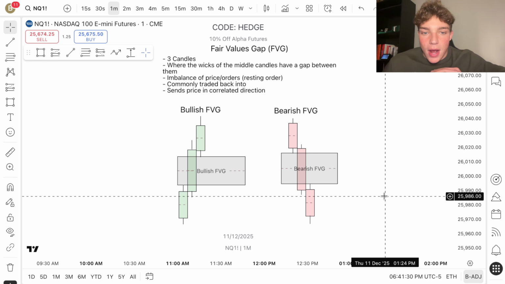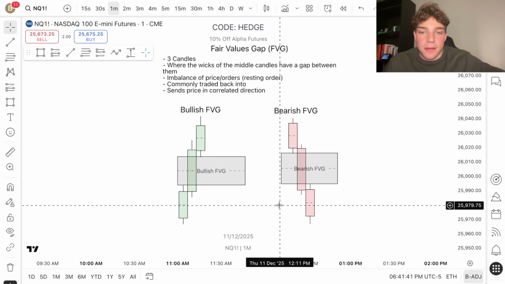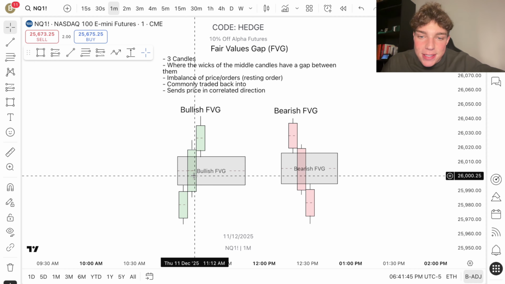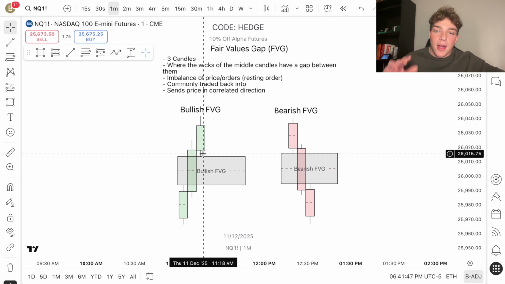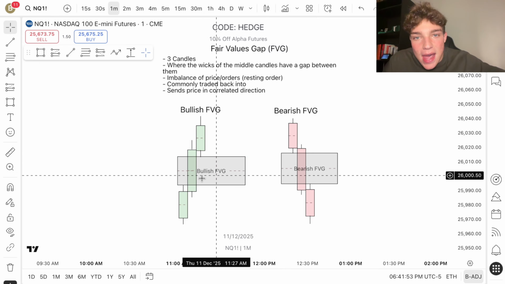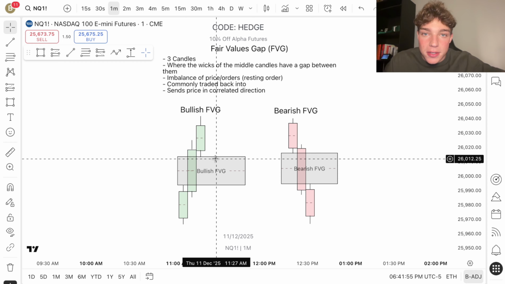Now, what are these and why are they important? So what a fair value gap is, is an imbalance of price or orders. Why they are there and why there are a lot of orders there is because these occur when there's a flush move in price. So you can see if price moves up very drastically, we leave a space in between these 2 candles because price moved up so violently and there was a bunch of orders that got filled and we sent price in a certain direction. So what we have in this gap are tons of resting orders.